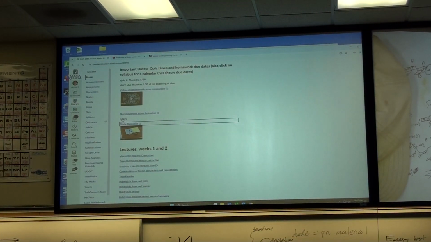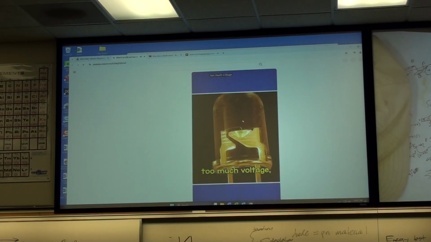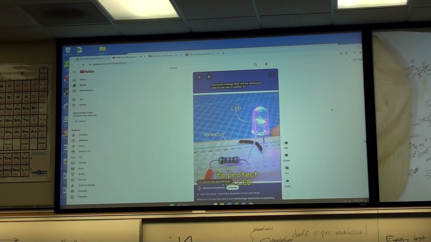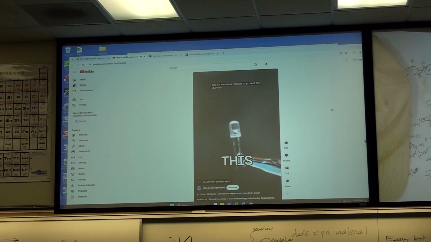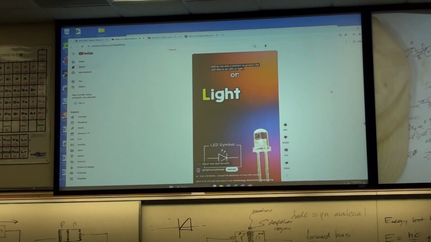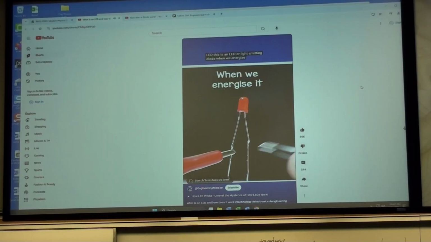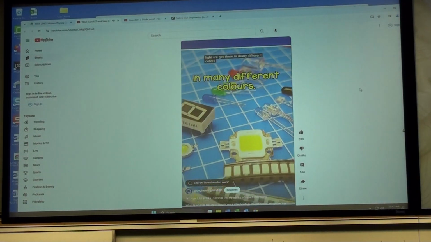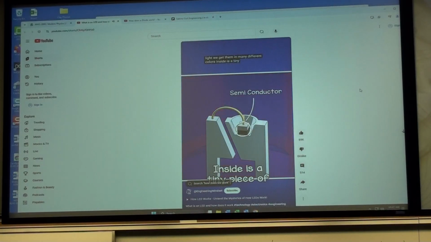Alright, and here's one real quick one on LEDs. This is an LED, or light emitting diode. When we energize it, it produces light. We get them in many different colors. Inside is a tiny piece of semiconductor material. The semiconductor is just two special materials joined together. And this emits light as photons.